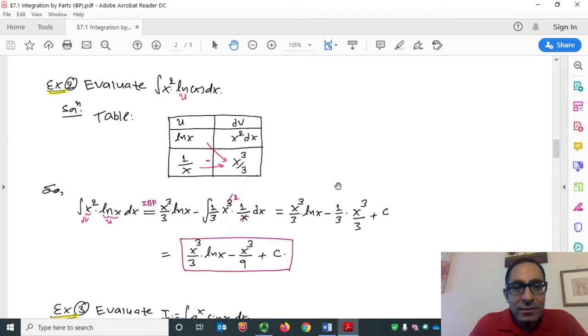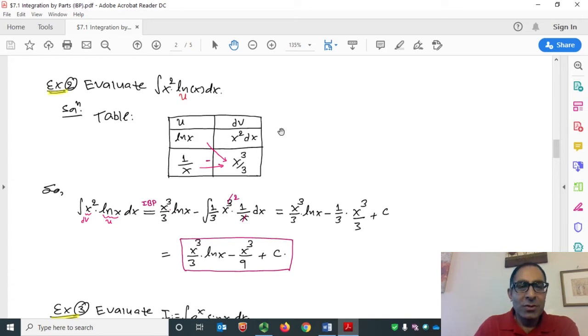Great. So let's do example 2. Evaluate the integral of x squared times ln x. So here our integrand function is a product of algebraic functions times logarithmic functions. So let's begin the solution. Make a table. First column is the u column, second column is the dv column. Keep in mind that the u column should be differentiable, the dv column should be integrable. So I pick u equals ln x, then dv equals x squared dx.